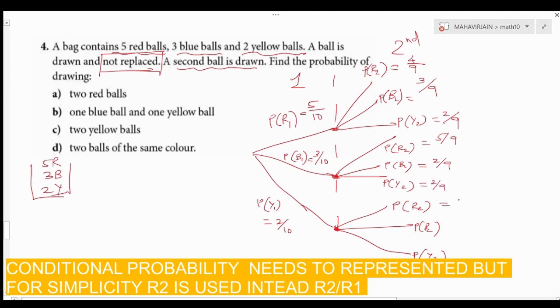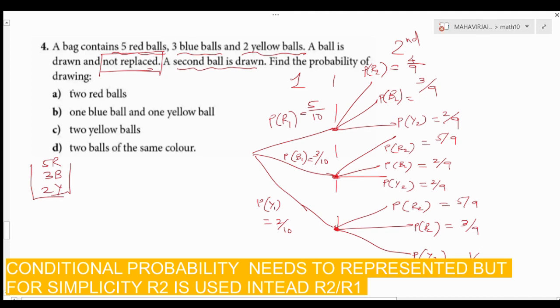Red, again, the count won't change. It will be 5 by 9. This time blue count won't change. The reason being first was taken as yellow. The first is yellow, so blue ball count won't change. It is 3 by 9. And finally yellow the count will change. It is 1 by 9. I hope that's clearly understood. So that's a tree diagram.